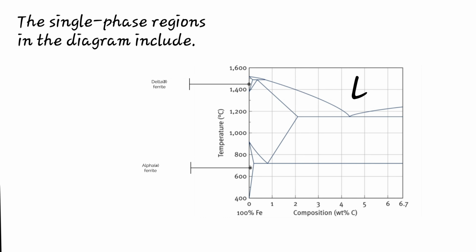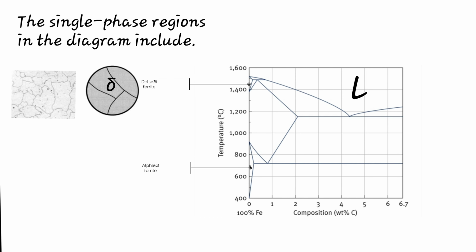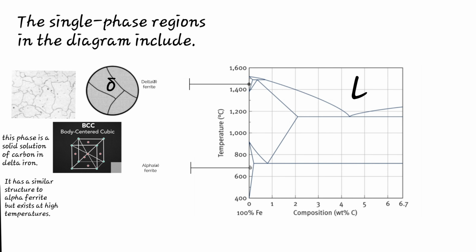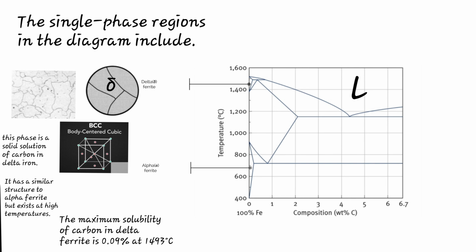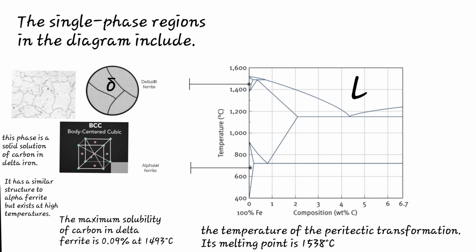3. Delta ferrite phase. Located at the top left corner, this phase is a solid solution of carbon in delta iron. It has a similar structure to alpha ferrite but exists at high temperatures. The maximum solubility of carbon in delta ferrite is 0.09% at 1493 degrees Celsius, the temperature of the peritectic transformation. Its melting point is 1538 degrees Celsius.